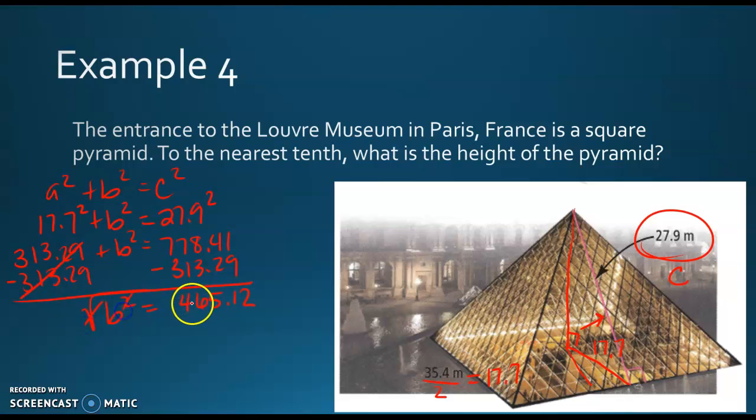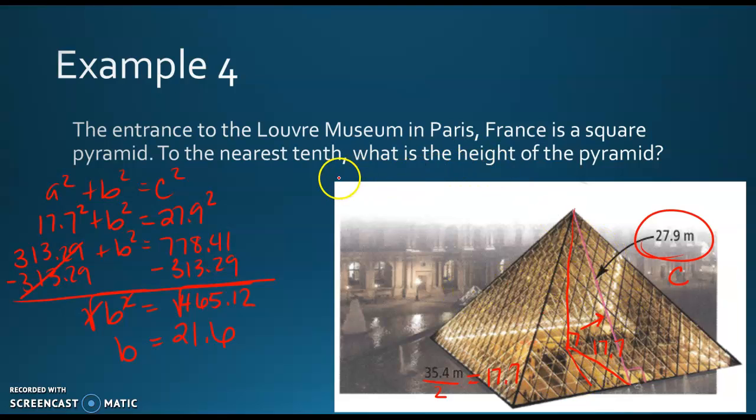Now that's b squared, and we want just b. So we're going to take the square root. And so then b will equal 21.6. So it was really close to our last one.